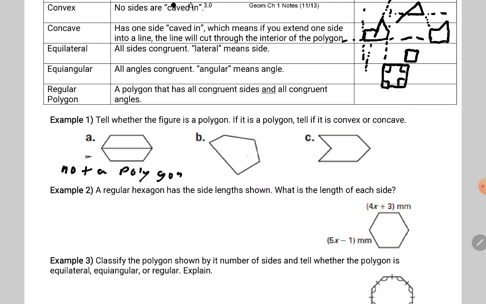And is this convex or concave? It's convex, because if I extend any of these lines, it does not go inside the object. This one is concave, because if you can see here, that little arrow, that goes inside as soon as I extend that line, or this line.